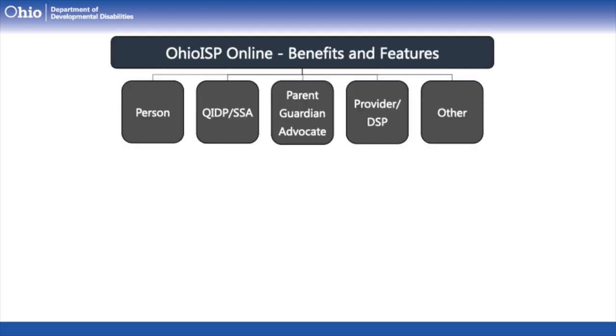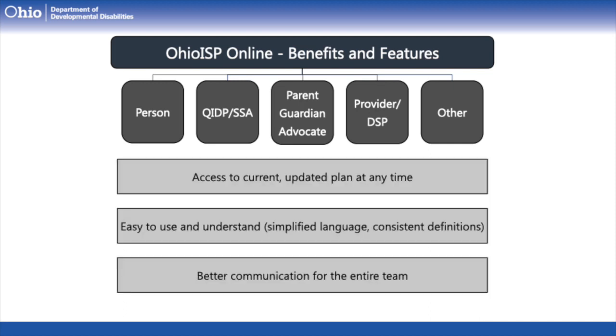There are several benefits and features of Ohio ISP Online. First, team members will be able to access up-to-date plans at any time. It also was developed with a focus on being easy to use and understand. As was discussed earlier, the focus will be on simplified language and standardized and consistent definitions. Another feature is better communication for the entire team, using notifications and other features to connect all team members.